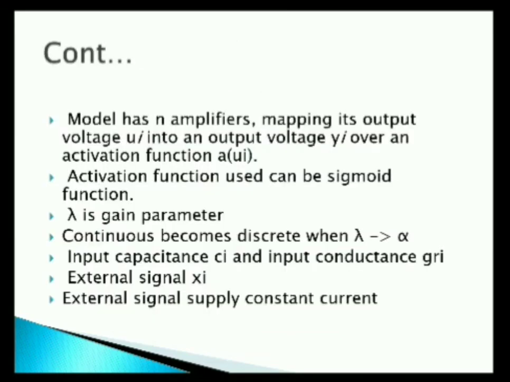The model has N amplifiers mapping the input voltage U into an output voltage Y, where the activation function is denoted as A. The activation function used can be the sigmoid function. Here lambda is a gain parameter, and the continuous model becomes discrete when lambda tends to infinity. The circuit has the input capacitance Ci, the input conductance Gri, and the external signal Xi. The external signal supplies the constant current to the entire circuit.